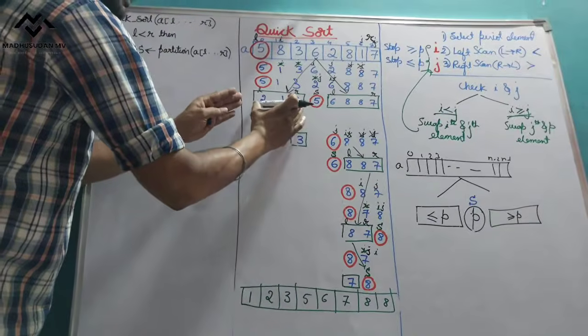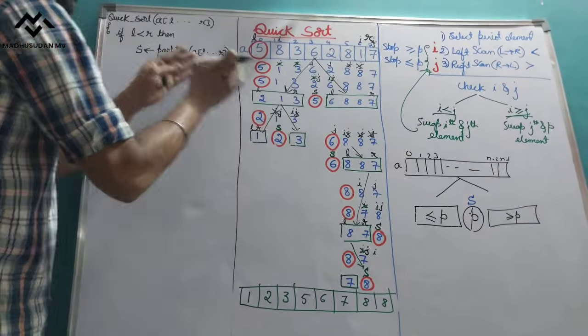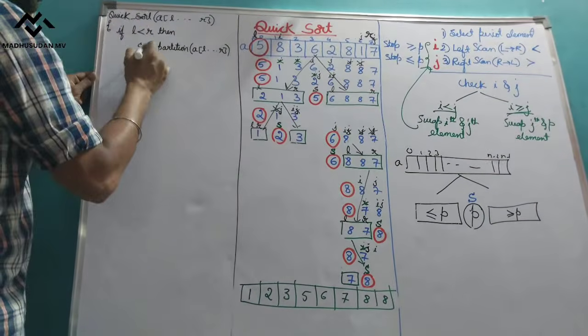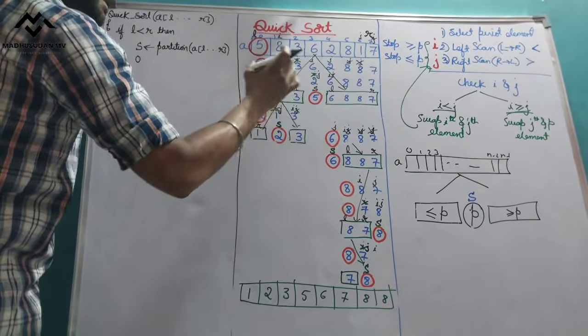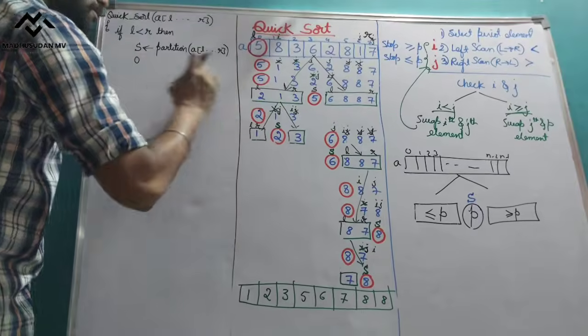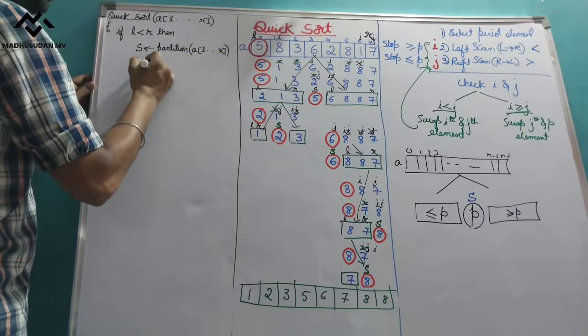Now we need to partition this one again, so again I will call the same function. This function is doing the splitting. So again I split this one. Again I need to split this one, so again I call the same function to do the split.